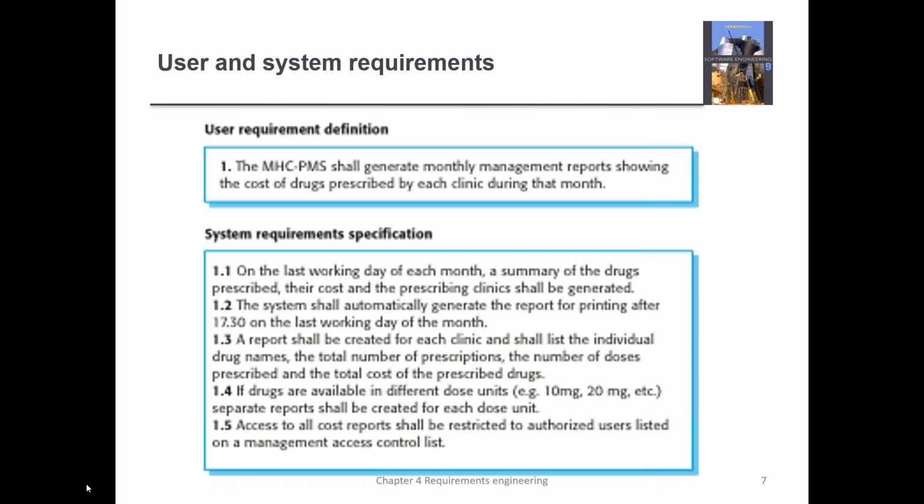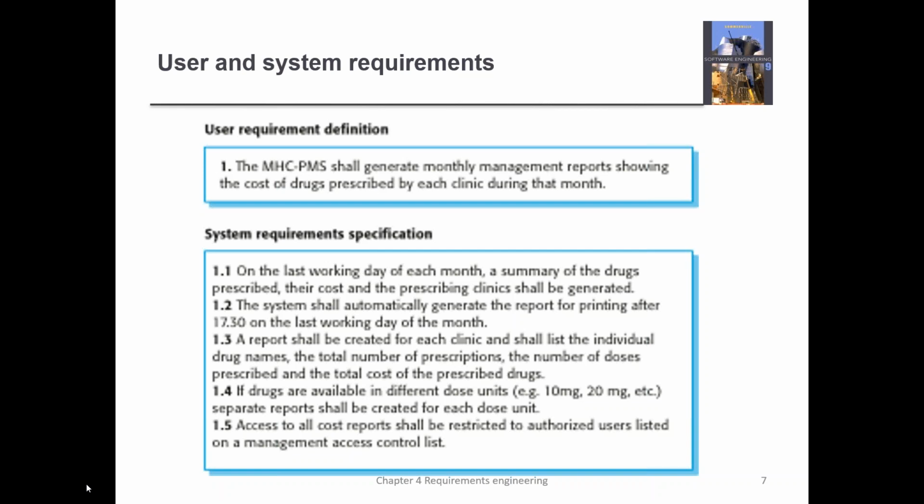1.2 says the system shall automatically generate the report for printing after 17:30 on the last working day of each month. So you're getting even more specific. Not only does 1.1 tell you that it's the last working day and what must be generated, but it's telling you also the time and that it must be generated for printing. Okay.